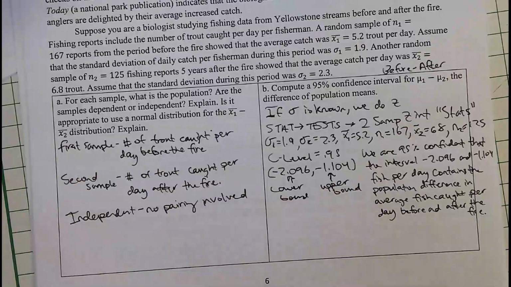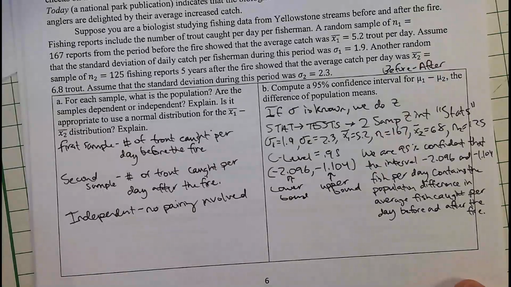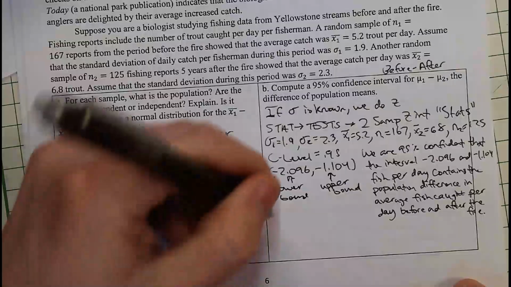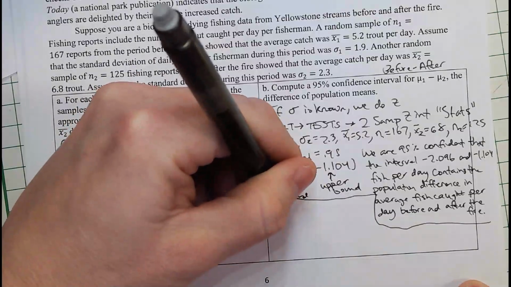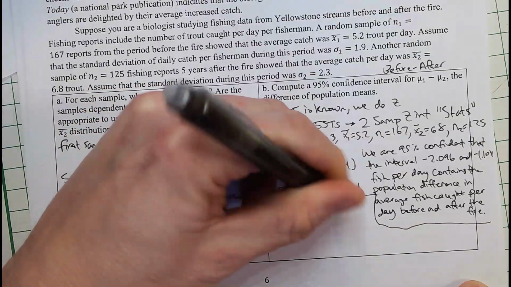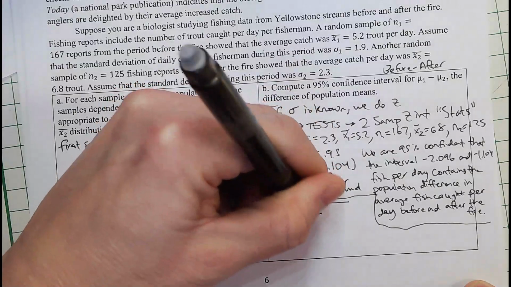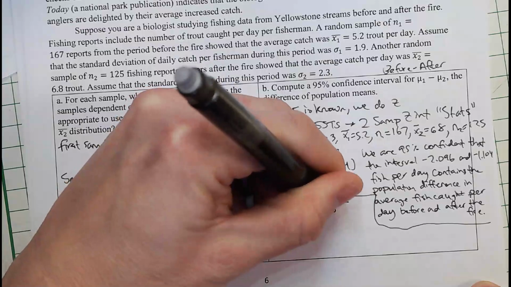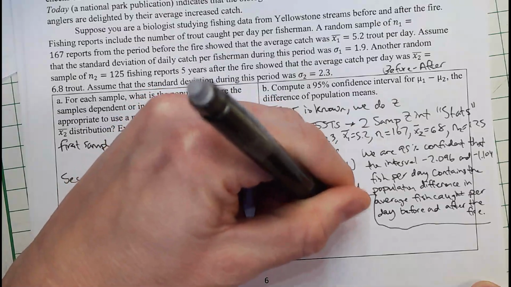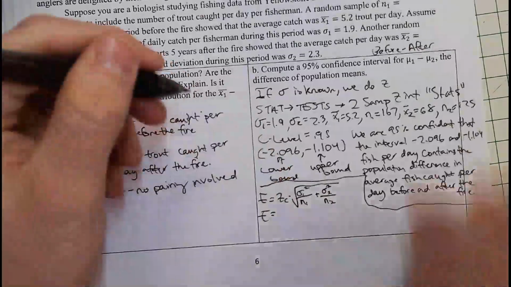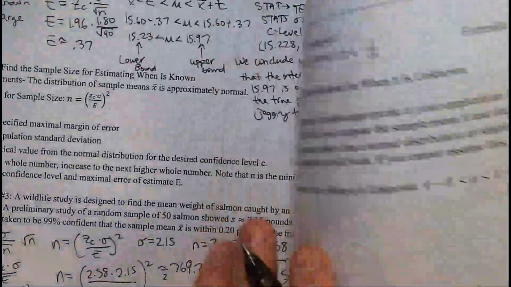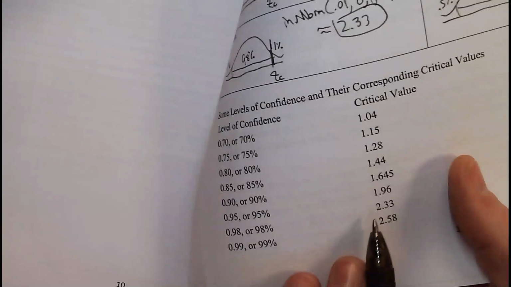But all right, now this is optional. If you want to know how to do this by hand, I'll show you. The first thing we need to do is calculate the error. So, completely optional. The error is Z of C times the square root of sigma 1 squared divided by N1 plus sigma 2 squared divided by N2. Z of C is the critical value, and we know it's 95%, so I get 1.96. Since it's a Z procedure, I use these.